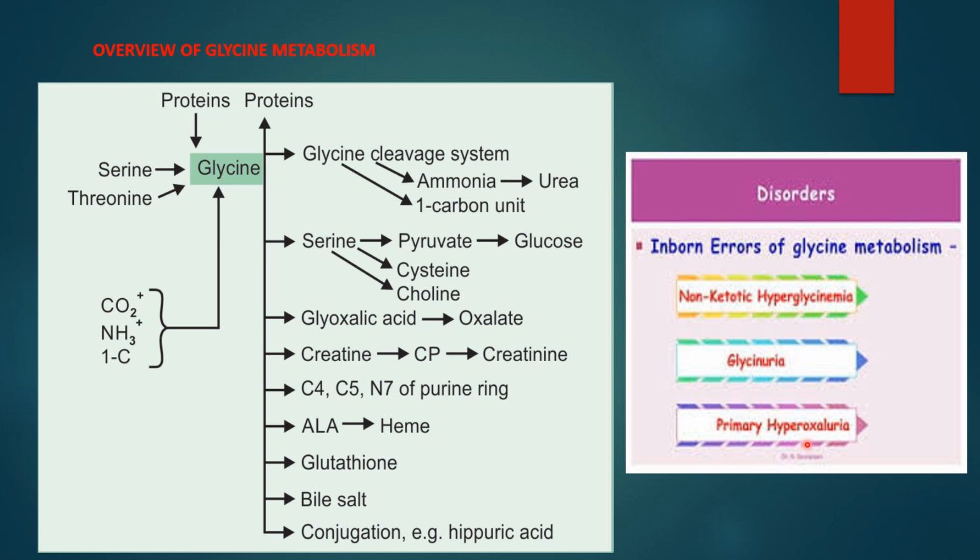Next is primary hyperoxaluria. It is also an inborn error of metabolism, characterized by high urinary excretion of oxalate. The metabolic defect involves a failure to catabolize glyoxylate, which therefore gets oxidized to oxalate. So this is the spectrum of disorders concerned with glycine metabolism.